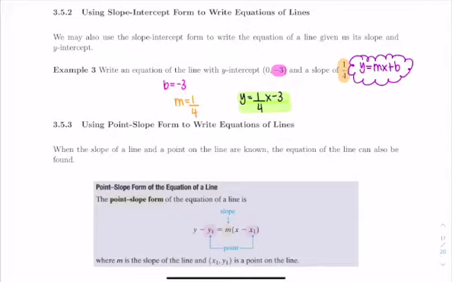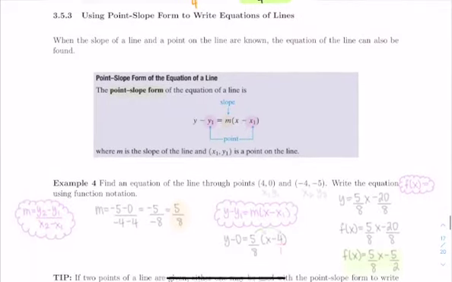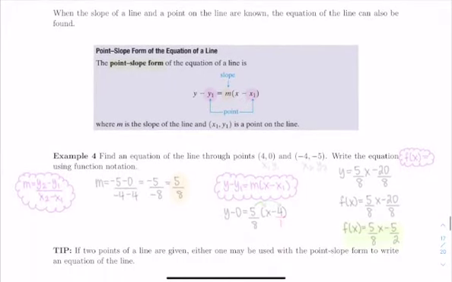We do have another form for equations of lines, and this is called the point-slope form. When the slope of a line and a point on the line are known, the equation of the line can also be found. The point-slope form of the equation of a line is y minus y1 equals m times x minus x1. The slope is still your m, and your x1, y1, the point that you have, is what will change. The y and the x without those little subscripts will stay the same. They don't change in your equation.